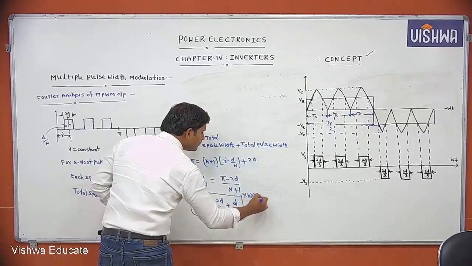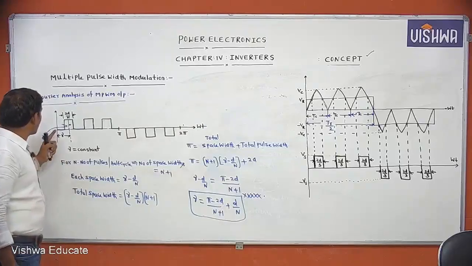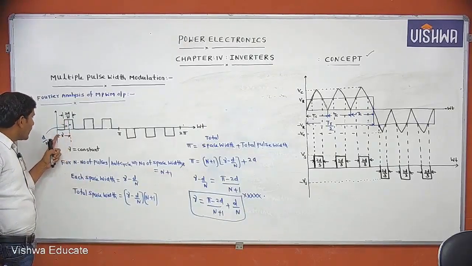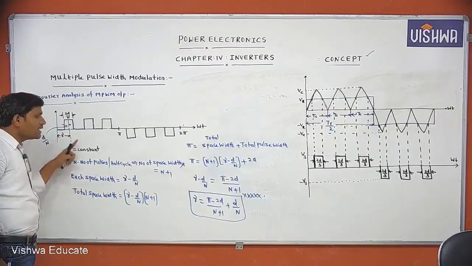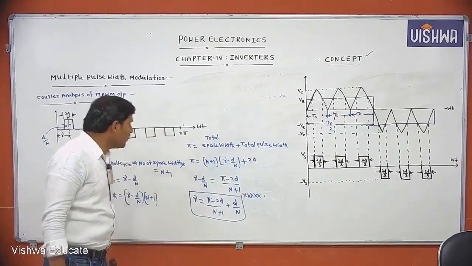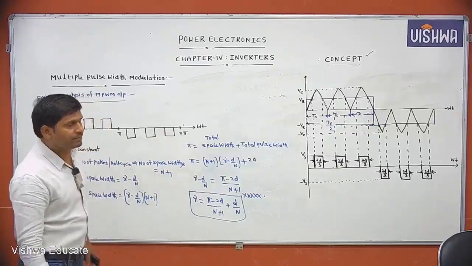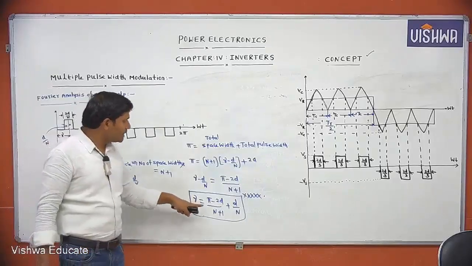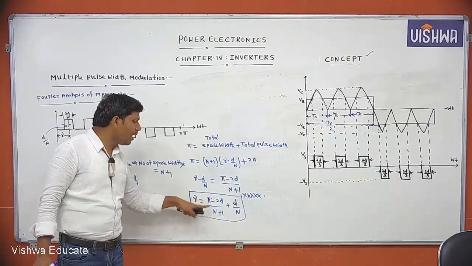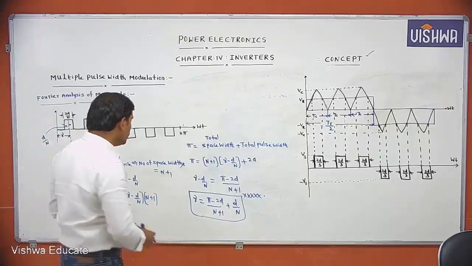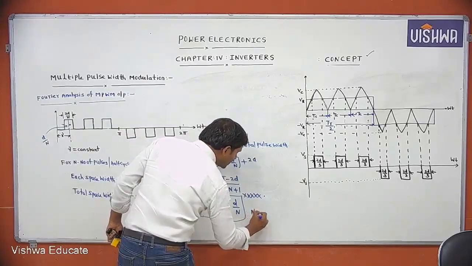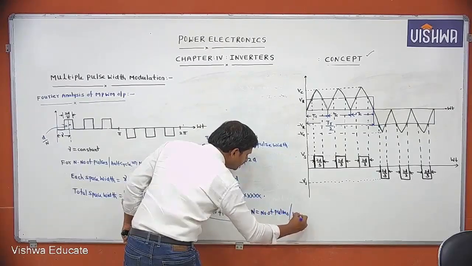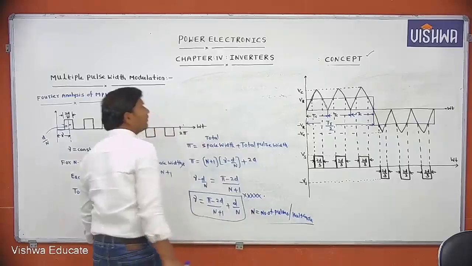Gamma is measured from the reference, from this angle, to half of the pulse width. This is one constant: pi minus 2d by n plus 1, plus d by n. Remember this point based on multiple pulse width modulation. The gamma value depends on the number of pulses per half cycle. Where capital N is the number of pulses per half cycle.